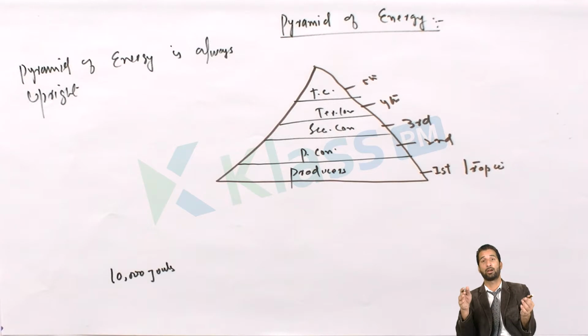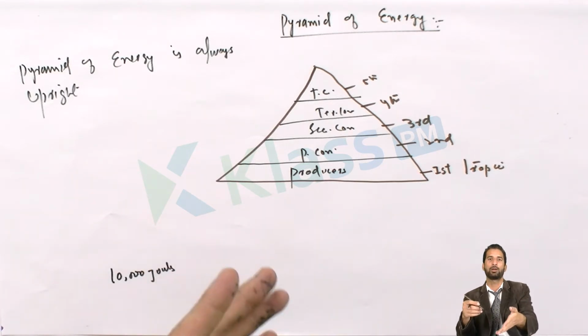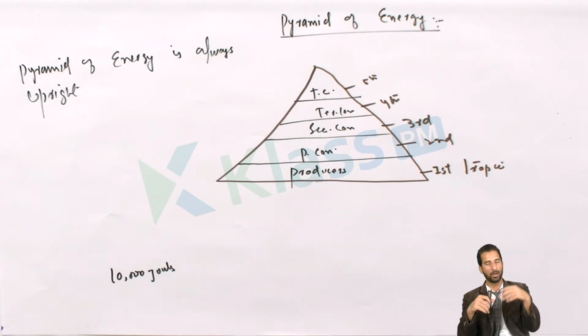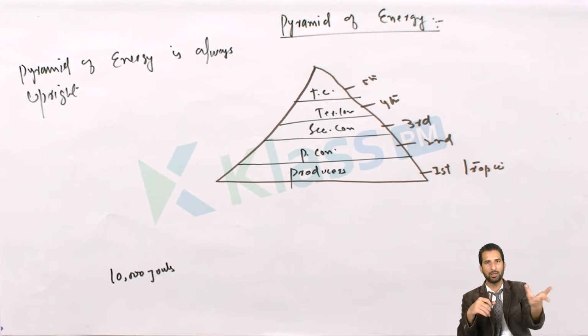And now it has 10,000 joules, the maximum amount of energy. But see the primary consumer, when they eat the producers, 10,000 joules are there in the autotrophs, no doubt. But when they are utilized by the primary consumer, after eating the plants, most of the energy will be dissipated either as heat, or utilized by the primary consumer for other body activities, for other metabolic activities. So most of the energy would be lost.